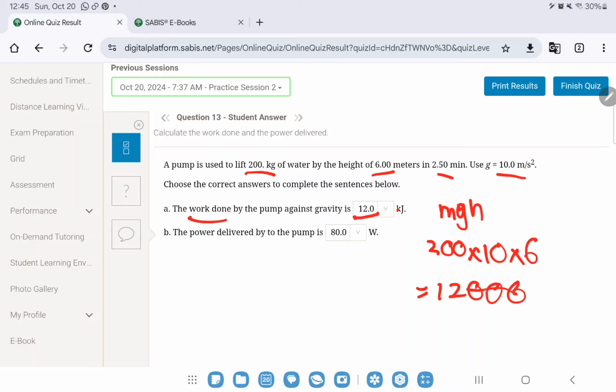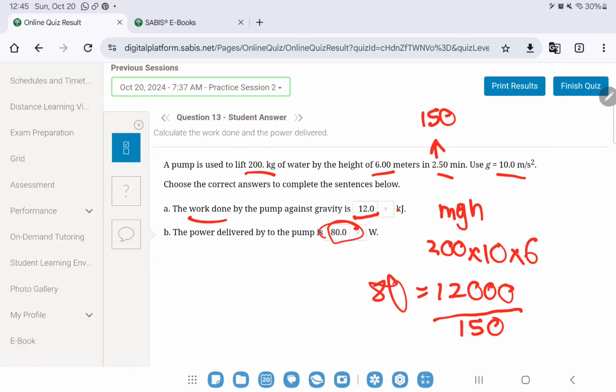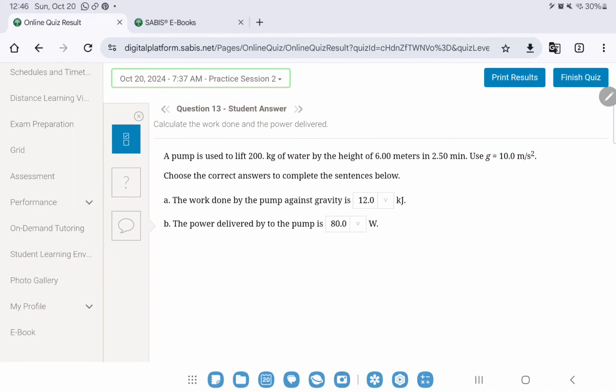Now you take this number with the 3 zeros and you divide it by your time, but you have to make the time in seconds. So you need to do 2.5 times 60, because there's 60 seconds in a minute and there's 2.5 minutes, so it's 150 seconds. So you divide this by 150, you're gonna find that the power delivered is 80 watts. So this is equal to 80, and that is your power, because power is equal to work over time taken. Now let's move on to the next one.